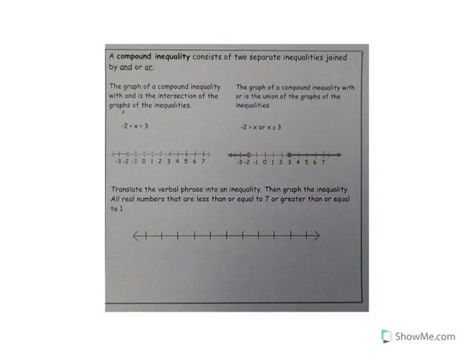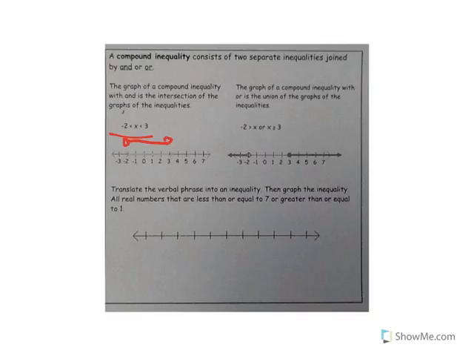So now we're up to Chapter 6, Lesson 4, dealing with compound inequalities. A compound inequality consists of two separate inequalities joined by an "and" or an "or". This is an example here. We've got negative 2 is less than x, and x is less than 3. So 3 is greater than x, which is greater than negative 2, is the easier way of writing that down. So if we were to write this down, it would look like this.